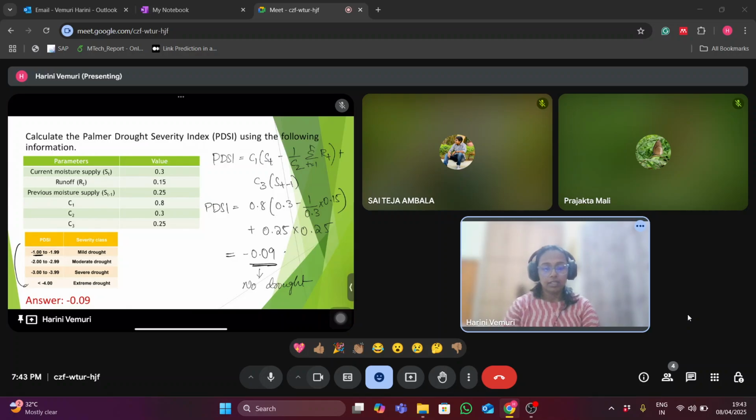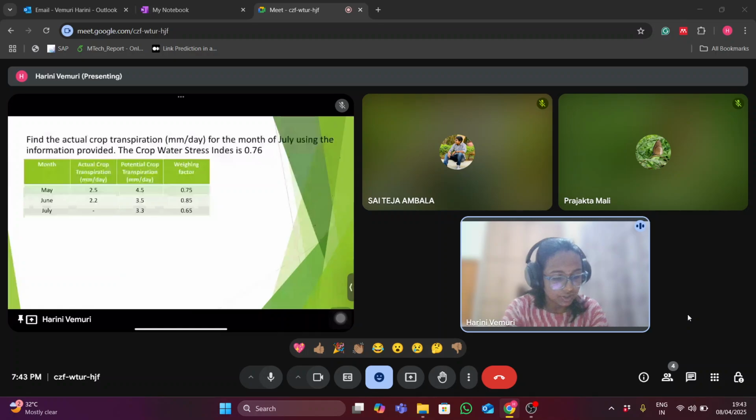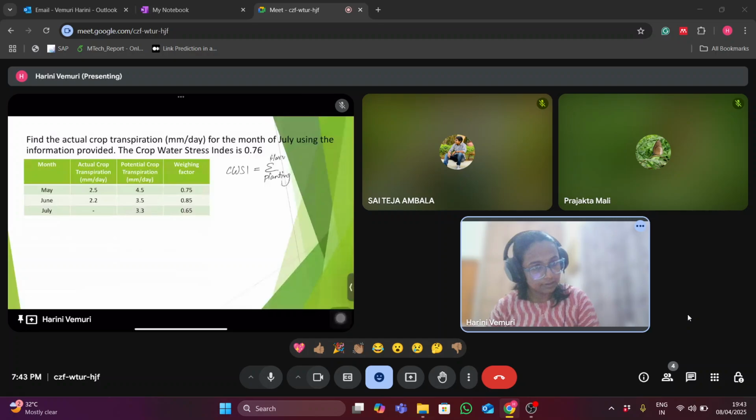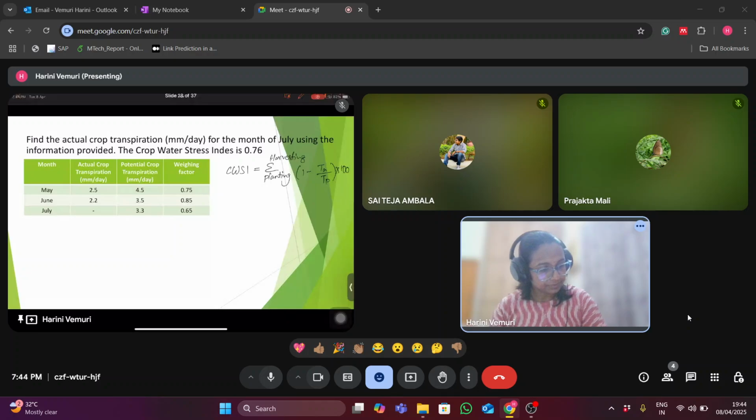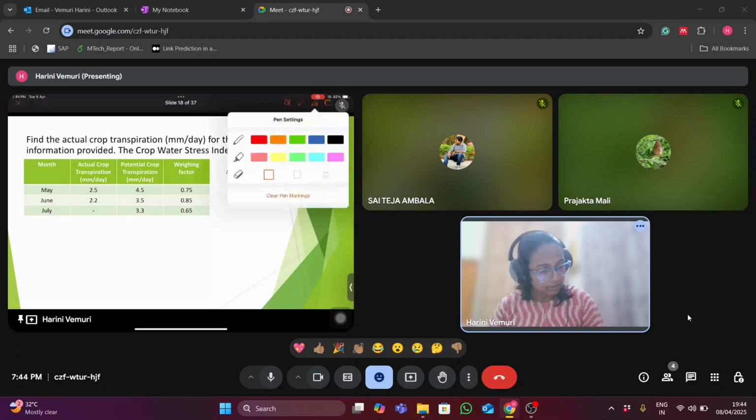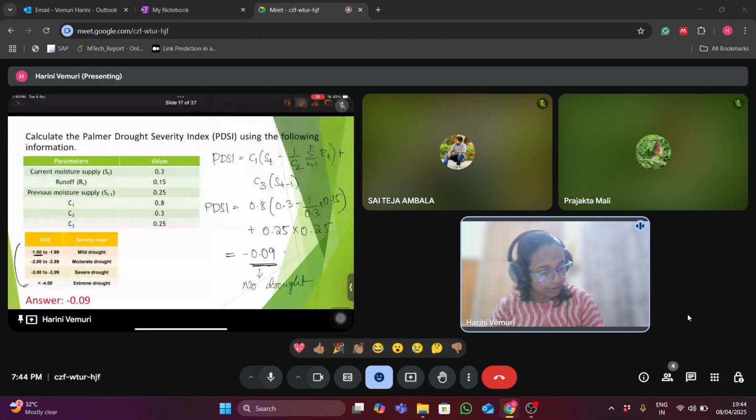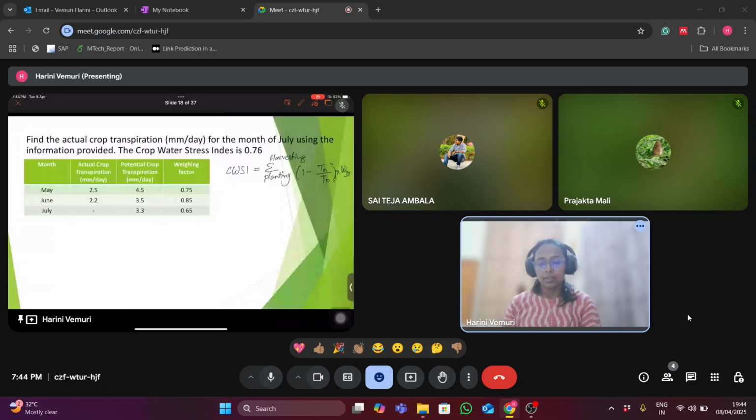So the next one is find the actual crop transpiration for the month of July using the information provided. The crop water stress index is 0.76. Okay. So how do we calculate crop water stress index? It is given as sigma over planting to harvesting of 1 minus TA by TP into the weightage factor.